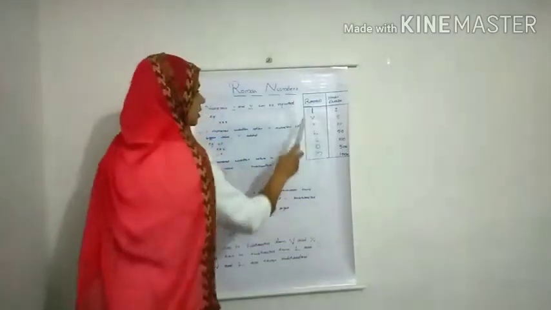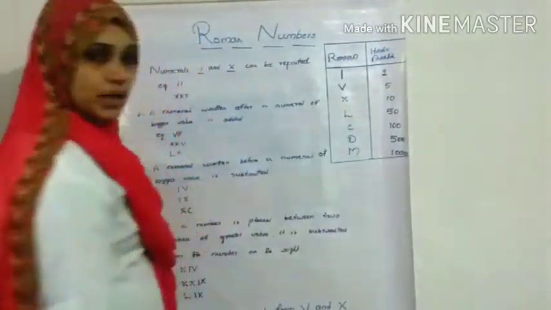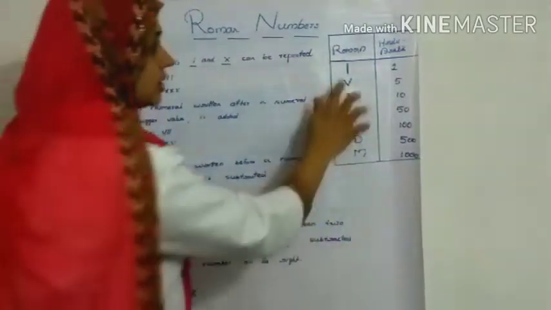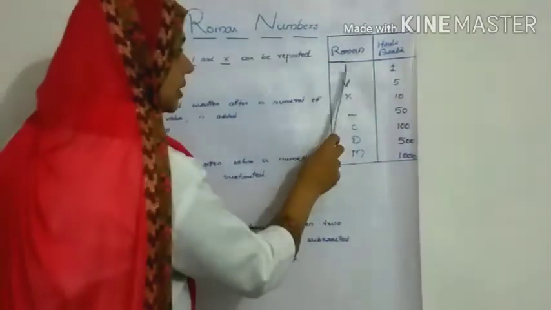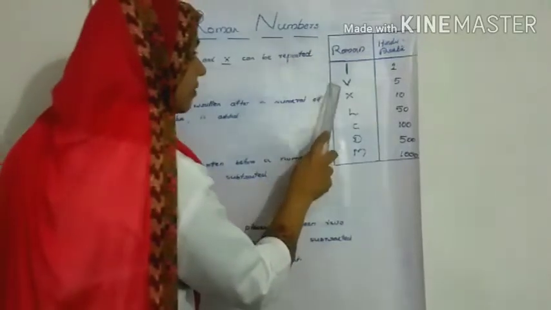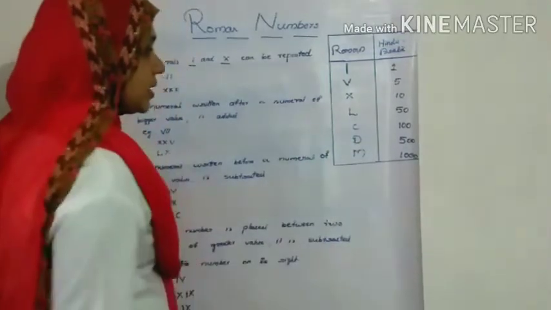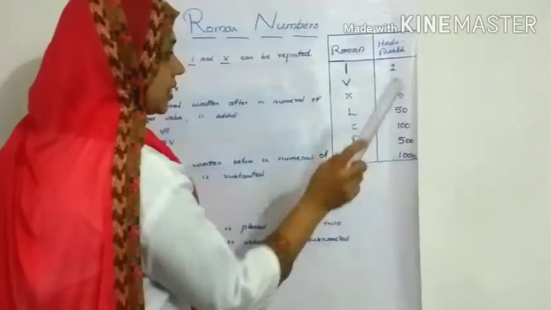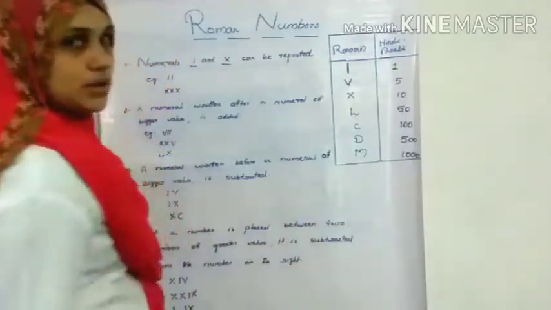See, these are Roman symbols and these are the Hindu-Arabic numerals. First one, I, which in the English alphabet is I. This represents 1 in Hindu-Arabic. V represents 5. X represents 10. Similarly, L represents 50, C represents 100, D represents 500 and M represents 1000.